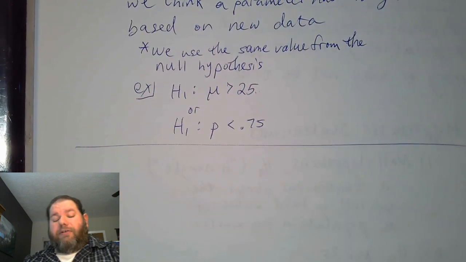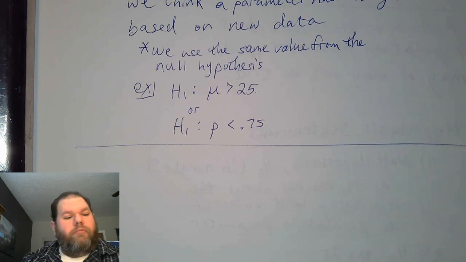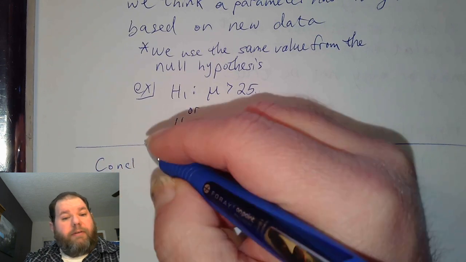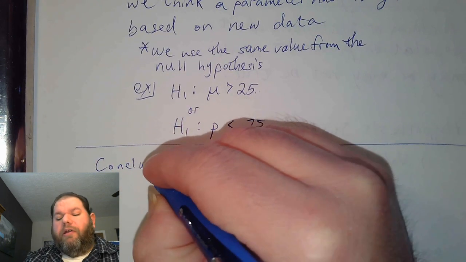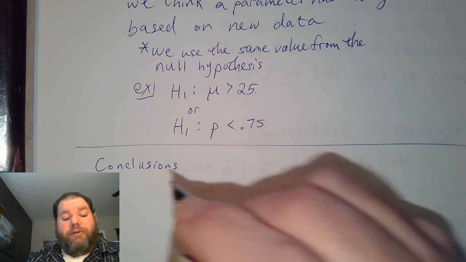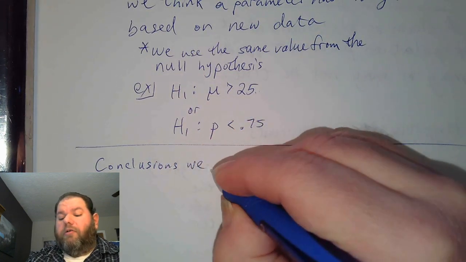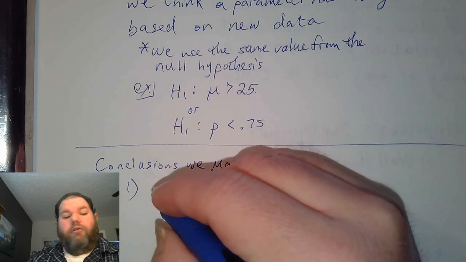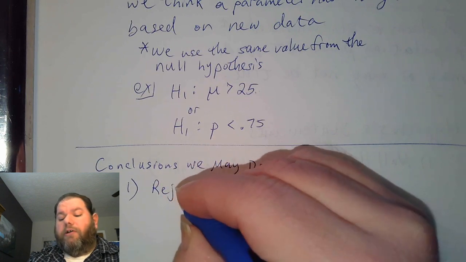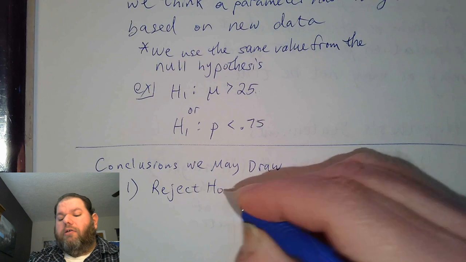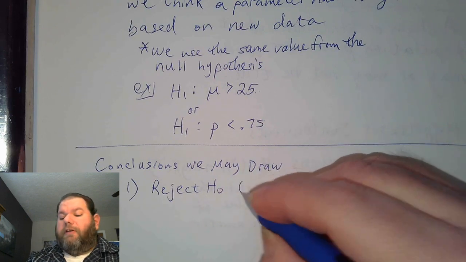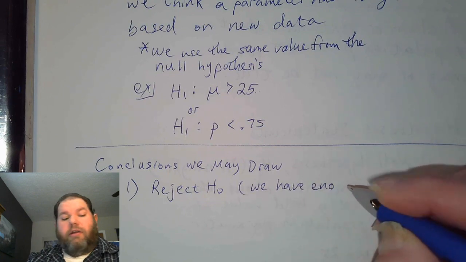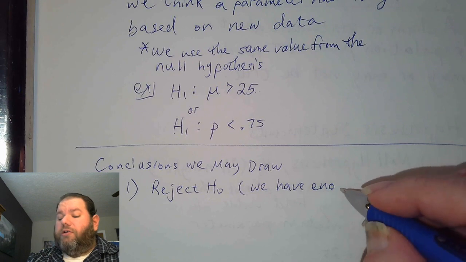Okay, so continuing. Let's look at the conclusions that we may draw and some of the associated things that we'll need to talk about there. There's really two conclusions we can draw. One, we may choose to reject H naught, which means we have enough data to say that the parameter has changed.